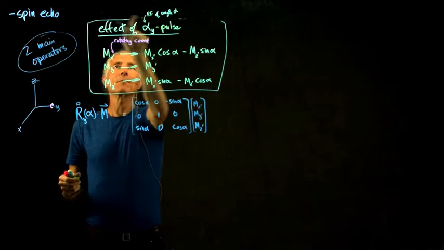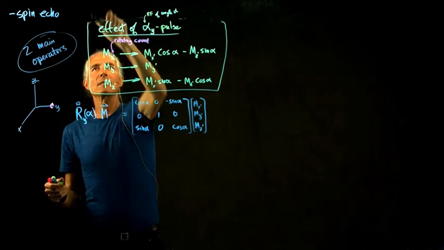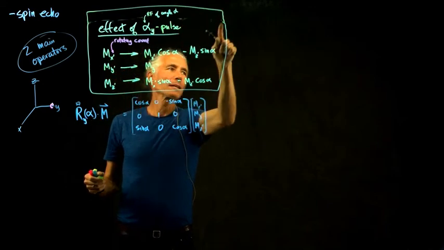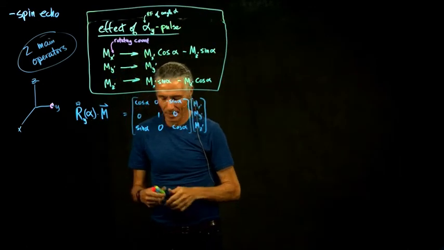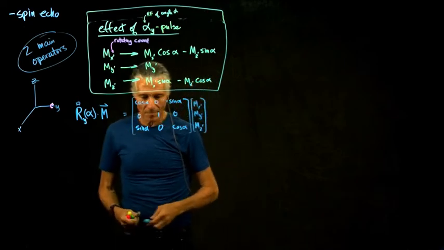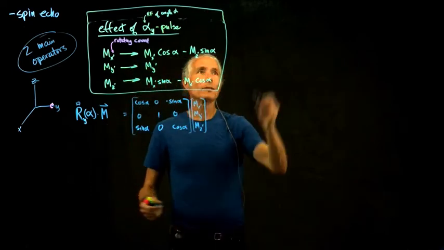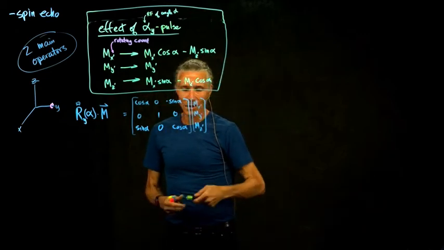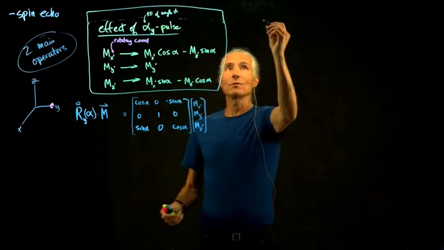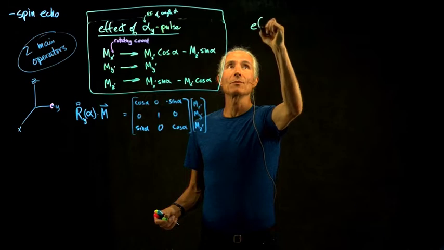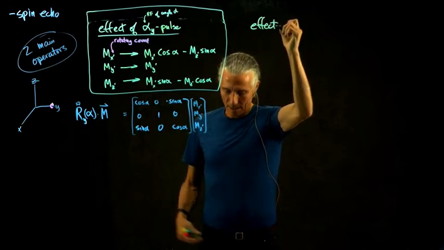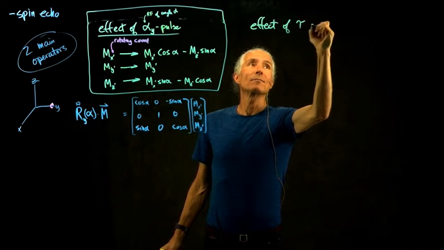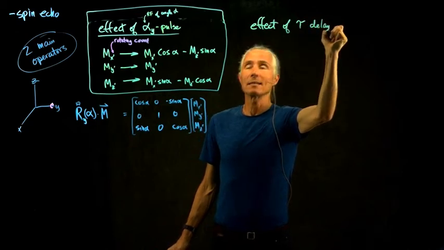And so now we want to consider what is the effect of waiting a while, like a delay. The second thing is that we need to, because these are the things we need to do to calculate echoes, calculate the strength of echoes. So the effect of some arbitrary amount of time delay: how does that change the magnetization vector?